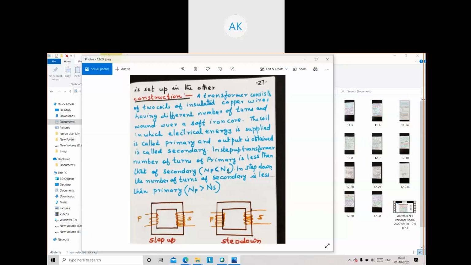Step-up transformer. Where will it be more? NS. It will be more in NS. Where will it be less? NP. In a step-down transformer, the number of turns in the secondary is less. Primary is more.